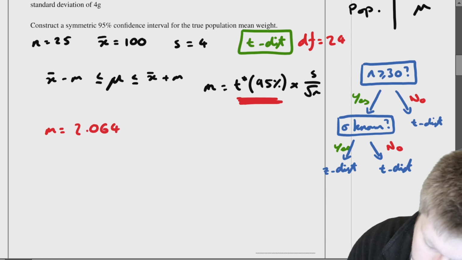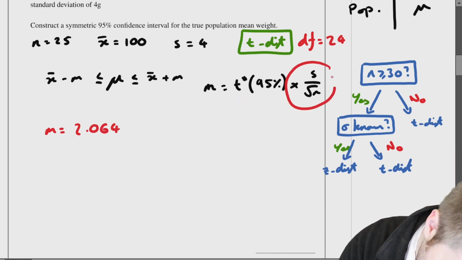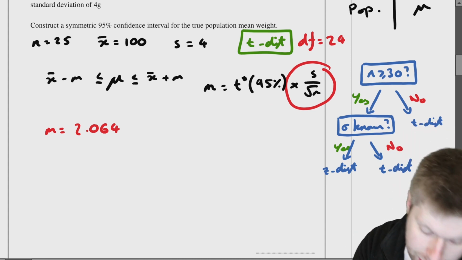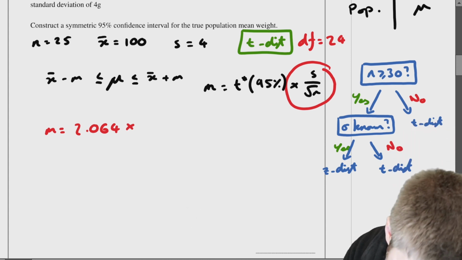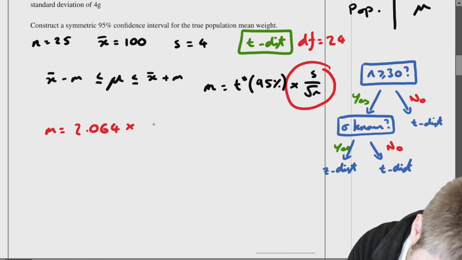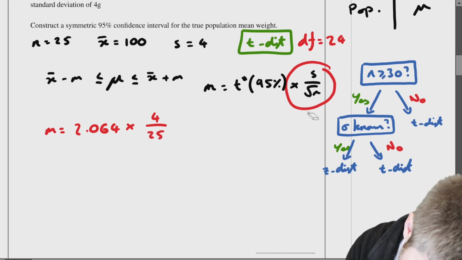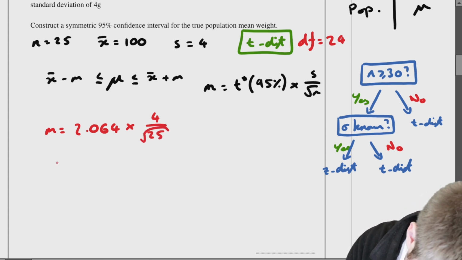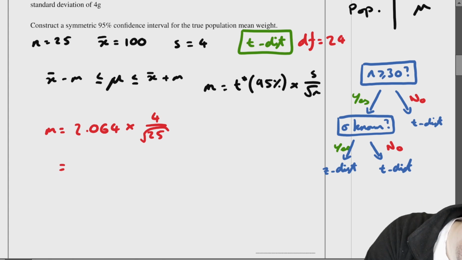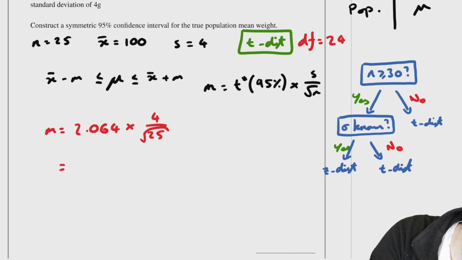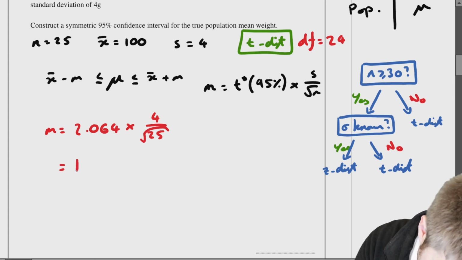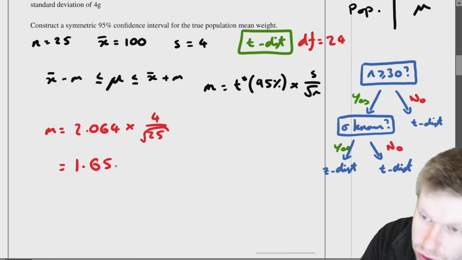is my t-value. Next, I need to calculate what my standard error is going to be. My standard error in this case is going to be my s, my standard deviation, which is 4, divided by the square root of my sample size, which is 25. So let's stick that into a calculator. I get 2.064 times, well, it's effectively 4/5, isn't it, which is 0.8. So times that by 4/5, that's going to be 1.6512.